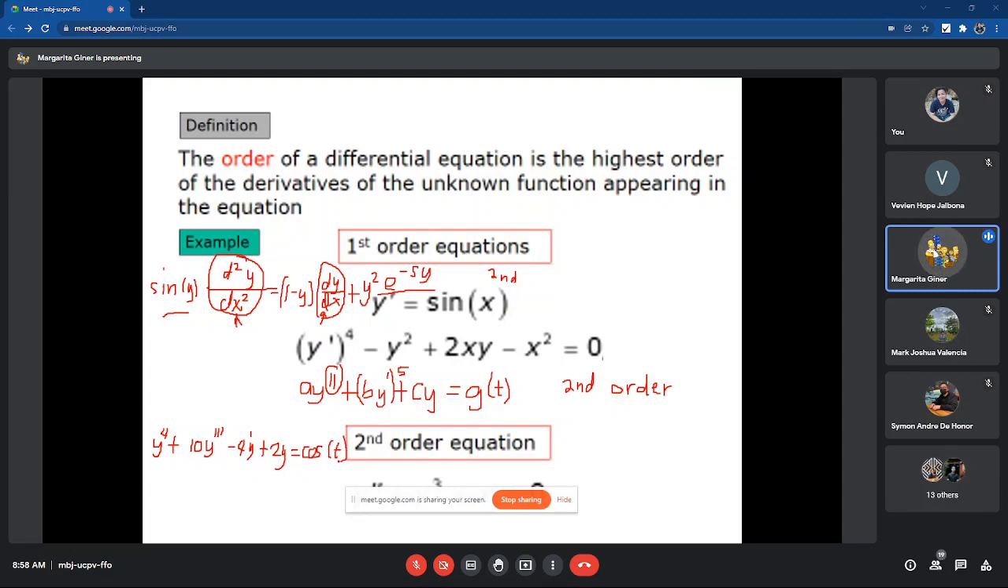Okay, so what is the order? Ang pinakataas na derivative makita natin is y triple prime. Okay? So, third degree. Third order.